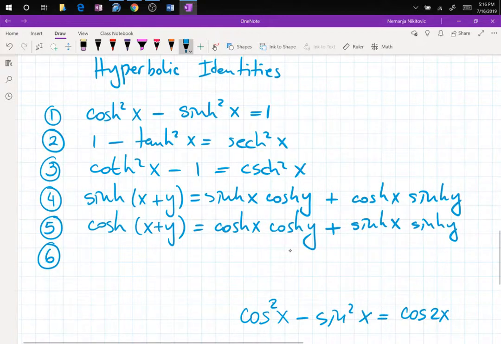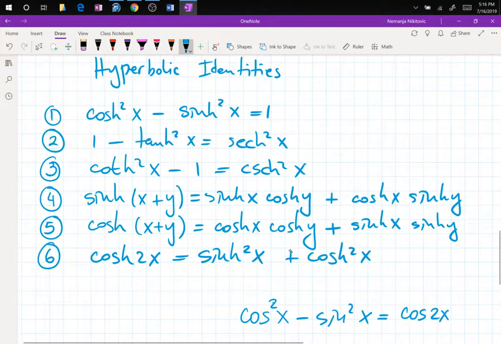And here it is, under 6. Cosine hyperbolic 2x is equal to sine hyperbolic squared x plus cosine hyperbolic squared x. Now, if this is not making you rage, I don't know what will. Do you see that these two formulas are completely swapped from trig? Sine squared x plus cosine squared x gives you 1, and cosine squared minus sine squared is supposed to give you cosine 2x. They're completely swapped, right?